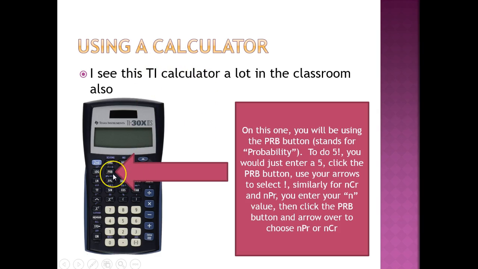On these, you've got a PRB button that generally, once you hit that button, you'll have a choice between a factorial, an NPR, or an NCR. To do a 5 factorial, you would enter a 5, hit the PRB button, and then choose. You choose using your left and right arrows. You'd say, oh, I want to do a factorial. Hit the enter button, and you will nail it every time.